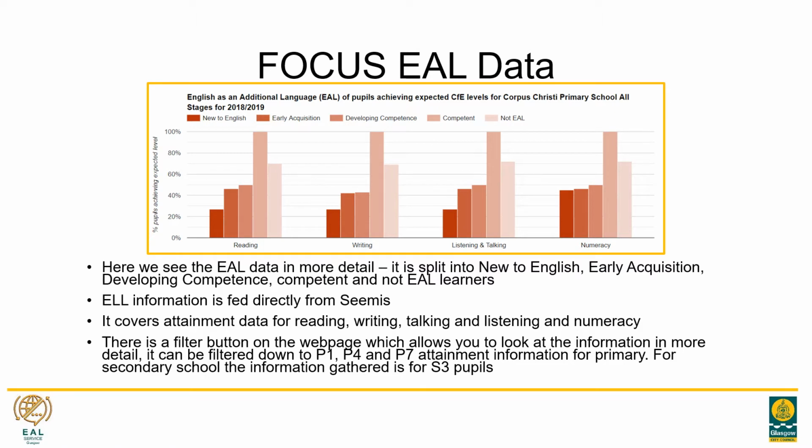It looks at the attainment data for all areas of literacy and numeracy, and the information can be broken down using a filter button, which in primary, if you're looking for separate information for P1, P4 and P7 is really useful. For secondary colleagues, all of the information gathered is for S3 pupils only.